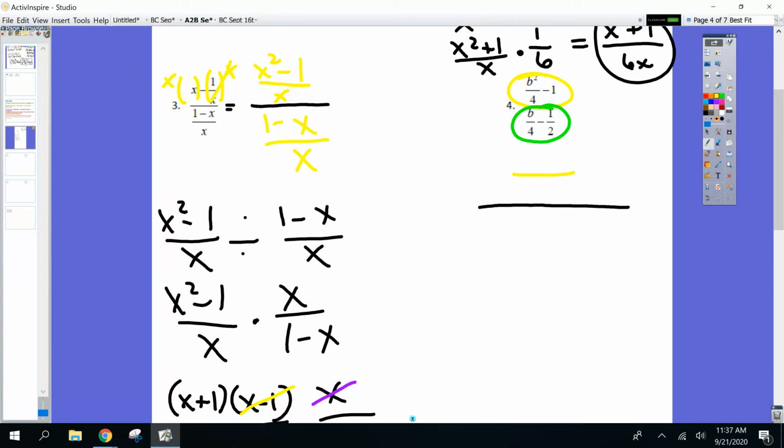It would be 4 because it's 4 and 1. Common denominator for those is 4. So now everybody show me that you're going to multiply each of these. Let me get this out of the way. You're going to multiply each of those fractions by 4.